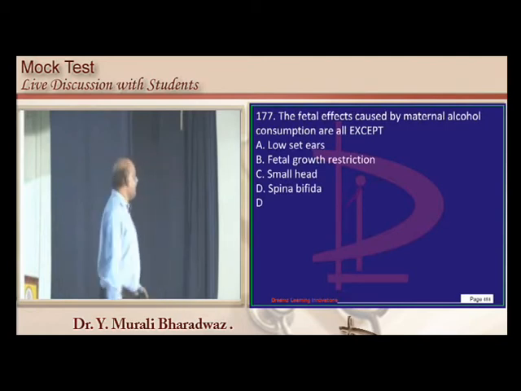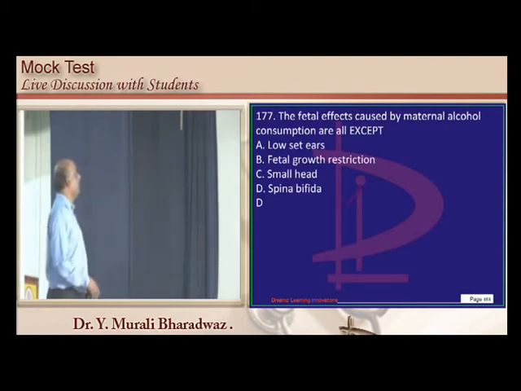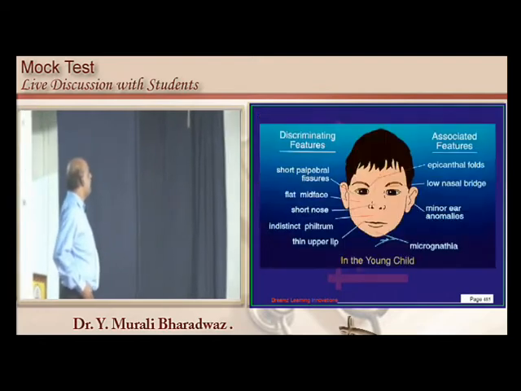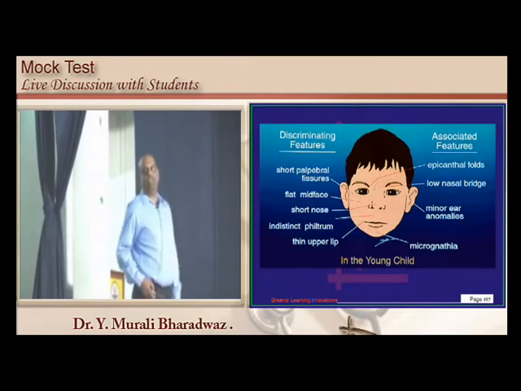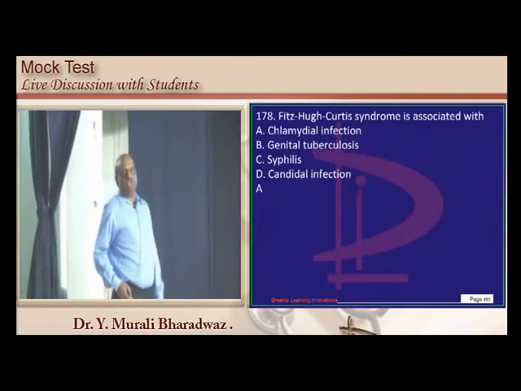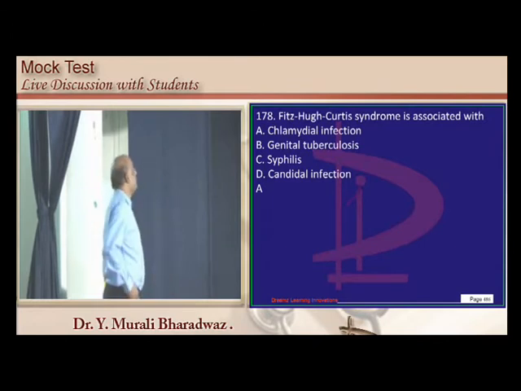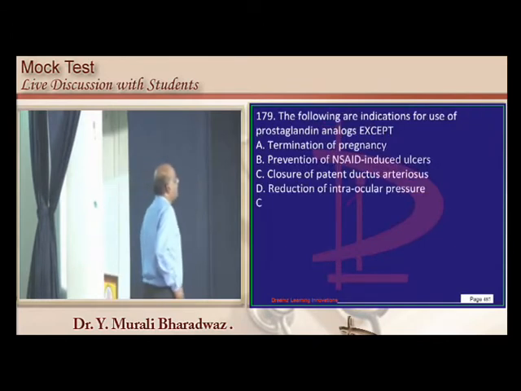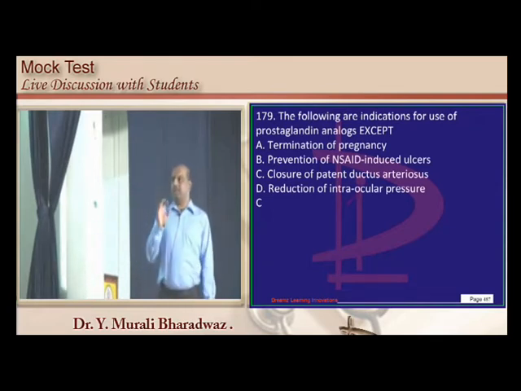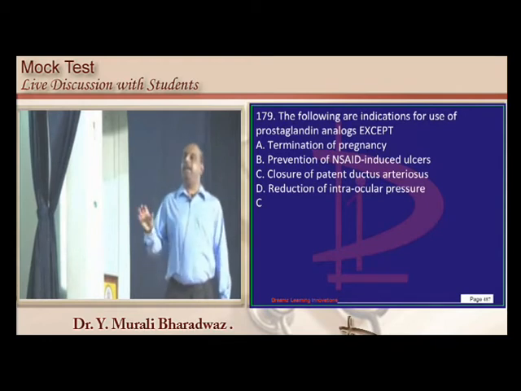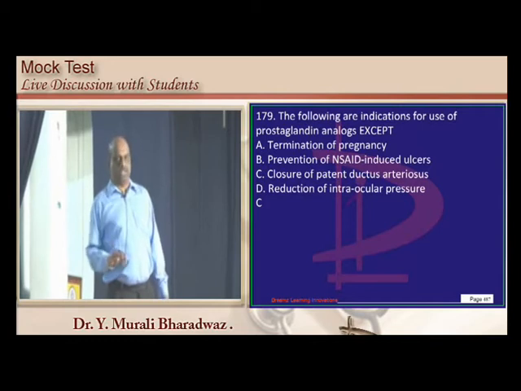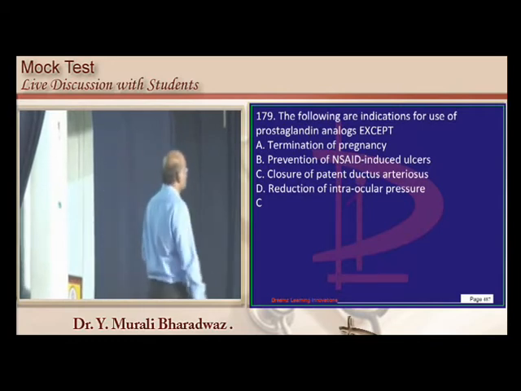Now, the fetal effects of maternal alcohol: short palpebral fissures, flat midface, short nose, indistinct philtrum, thin upper lip, not spina bifida. They're all the typical fetal alcohol syndrome. Chlamydial infection like gonococcus can lead to perihepatitis, Fitz-Hugh-Curtis. Now, what are the indications for the prostaglandin analogs? Prostaglandins maintain the PDA in a patent state, PGE1. They don't close it. Indomethacin will close it, is what we have to remember.